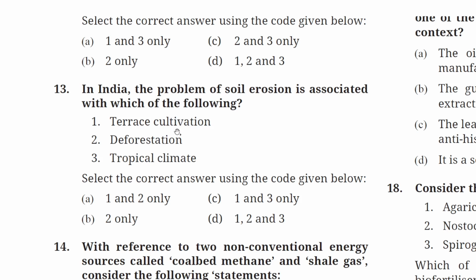Basically, terrace cultivation helps in conservation, and with tropical climate, soil erosion due to intense rainfall in the tropics is a prominent factor. However, in the current scheme of questions, since there is no option for 2 and 3, only 2 can be the correct one. The appropriate answer should be 2 only.